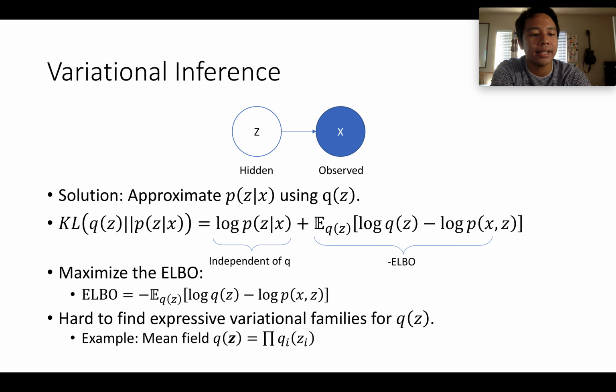Here, we can see that the KL term can be broken into two parts. The first part is entirely dependent on the model and can't be optimized by changing q. However, the second part, E[log q minus log p], depends on q and can be optimized. To minimize the KL, we need to minimize this term with respect to q, or equivalently, maximize negative E[log q minus log p]. This term is also called the evidence lower bound, or ELBO for short.